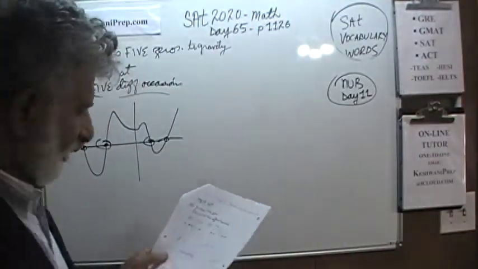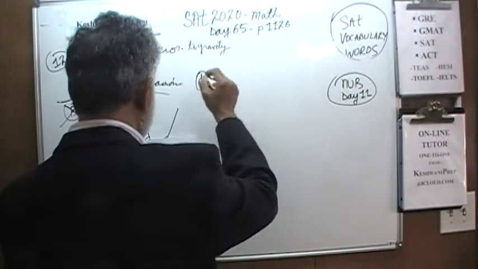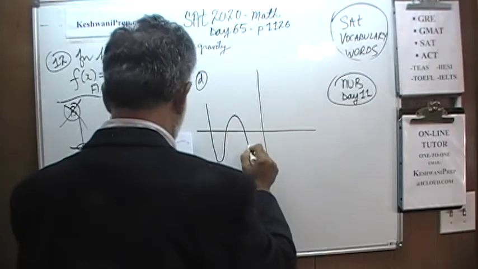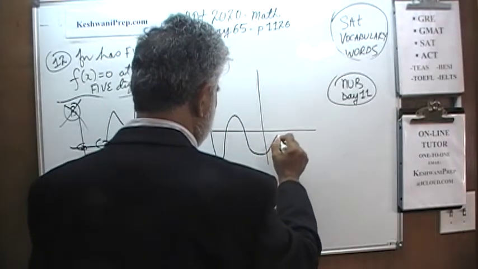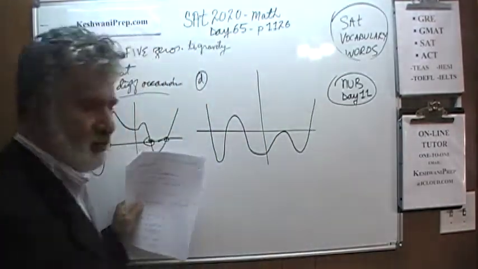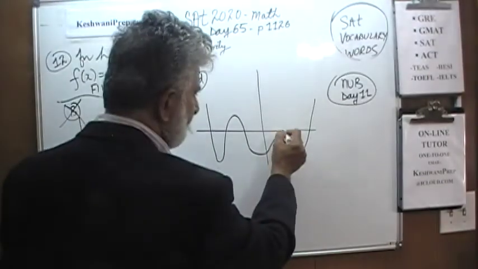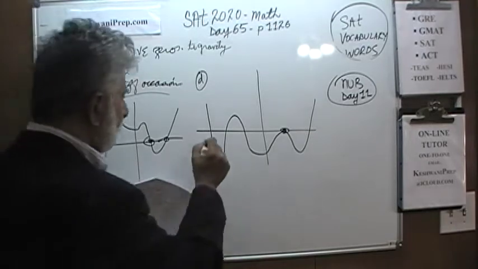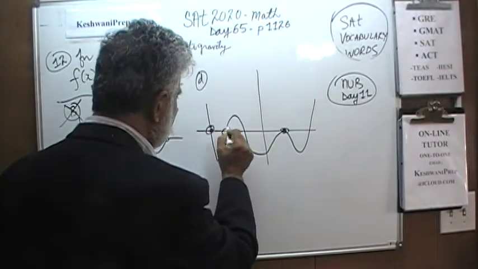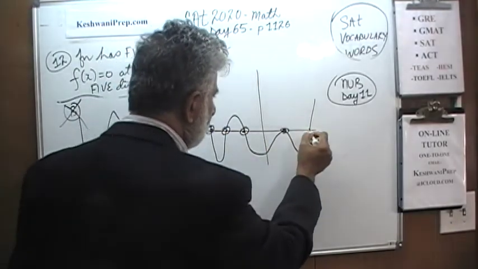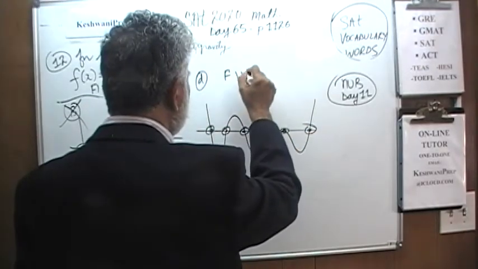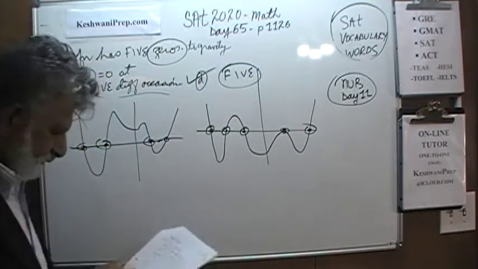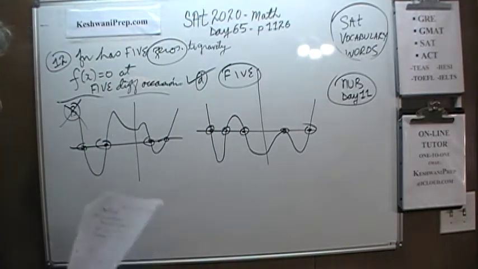I'm making too much fuss about something simple. Answer is D. You just have to count, that's what it is. And the reason it crosses 5 times is because this time it just touches it here. It doesn't actually cross, it just touches it at one point. So we have 1, 2, 3, 4, and 5. There you go. This function has 5 zeros. The answer is D.